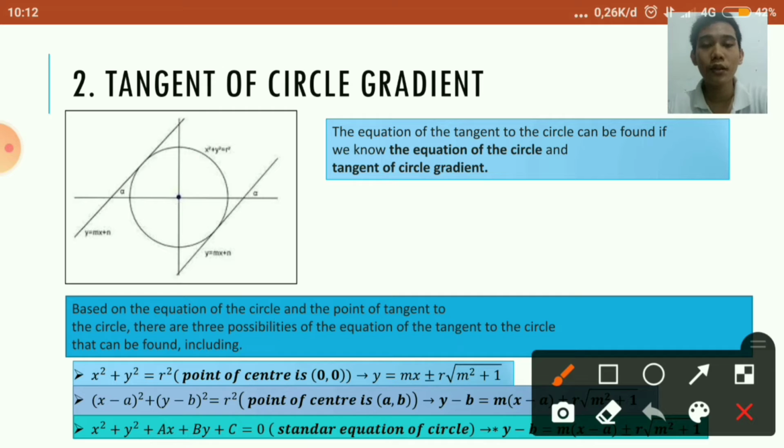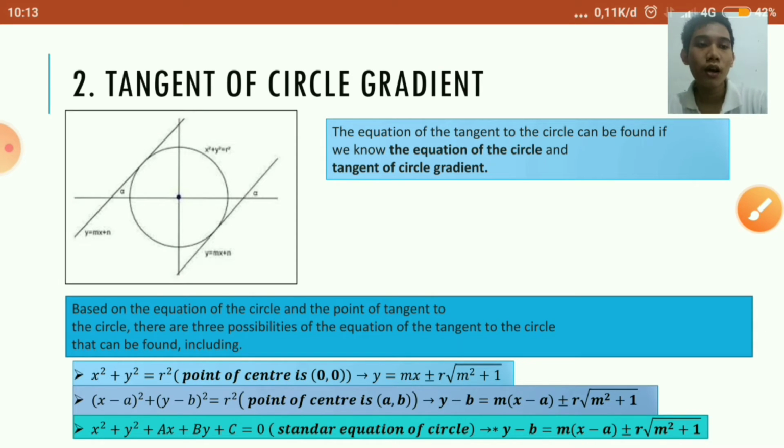And if we know the equation of the circle is (x − a)² + (y − b)² = r², this means the center point of the circle is a point (a, b). We can know the equation of the tangent to the circle is y − b = m(x − a) ± r√(m² + 1), where m is the gradient.